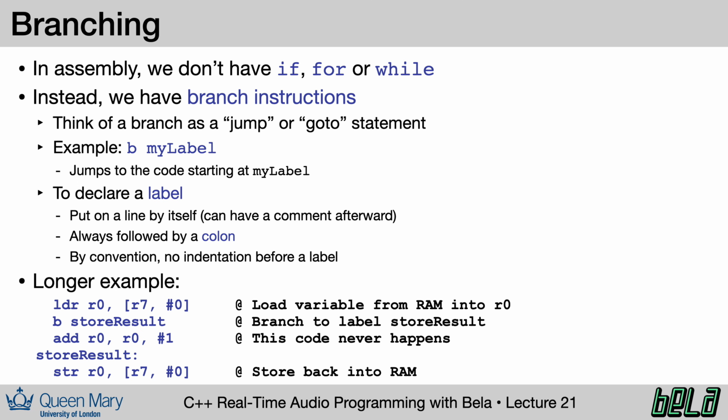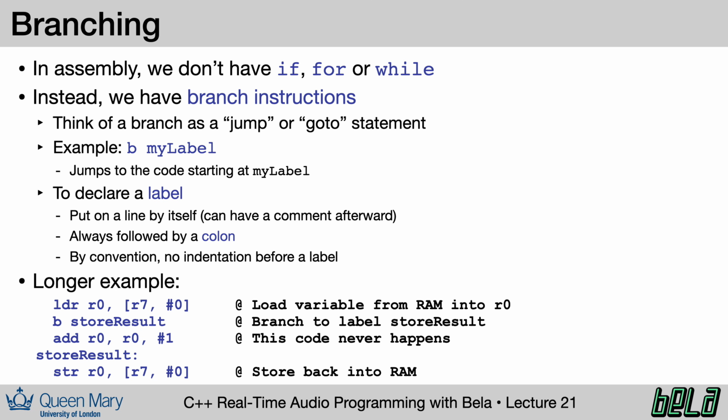The next important thing to think about in assembly language programming is how to deal with branching. We don't have useful constructs like if, for, and while inside of assembly language. Instead, we have to create them for ourselves out of branch instructions. Basically, think of a branch instruction as a go-to statement. For example, the instruction B, followed by the name of a label, will tell the CPU to jump to the code starting at that label.